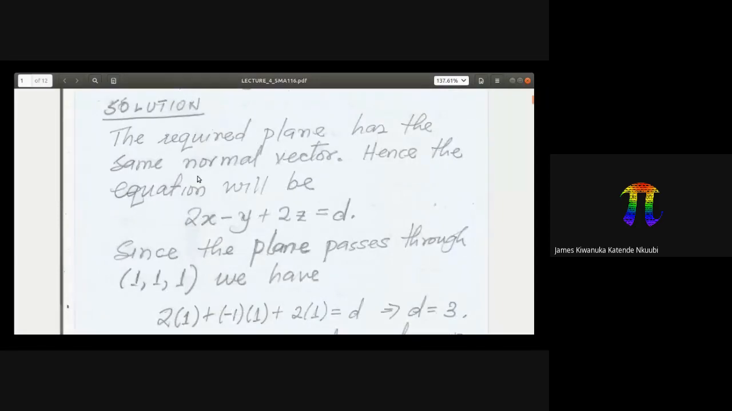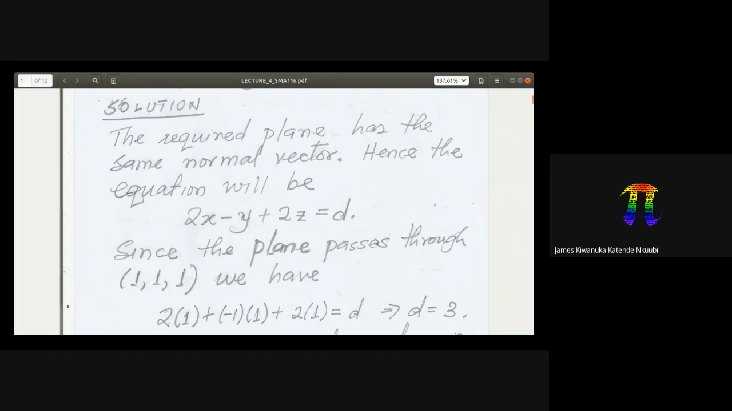The required plane has the same normal vector, and therefore it will have an equation of this form. Remember, the components of the normal vector are the ones that appear here as the coefficients. Right? I think we did this last time.